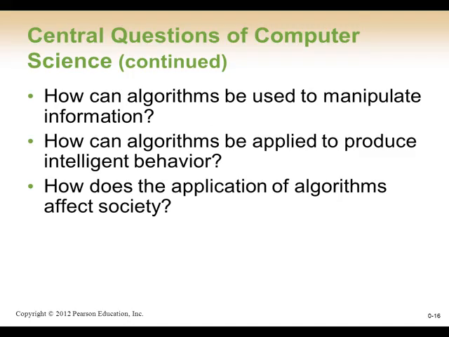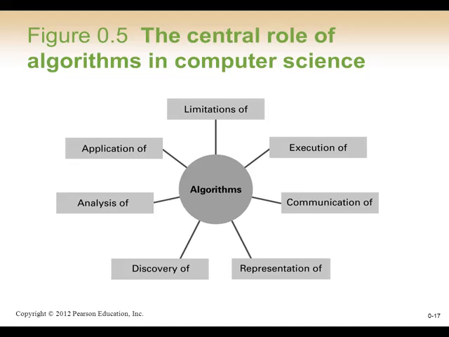So how can algorithms manipulate information? How can algorithms be applied to produce intelligent behavior? And more and more we see that we can make some decision making based on computer programs. So if we put the algorithm in the middle, we have limitations, the application of algorithms, analysis of algorithms, discovery, representation, and communication.